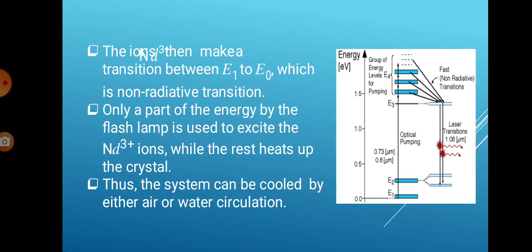The slide shows the energy level diagram of the Nd:YAG laser. It is a 4-level laser system. The neodymium ions make the transition from E1 to E0, which is a non-radiative transition. Only part of the energy from the flash lamp is used to excite the neodymium ions, while the rest heats up the crystal. Thus, the system can be cooled by either air or water circulation.